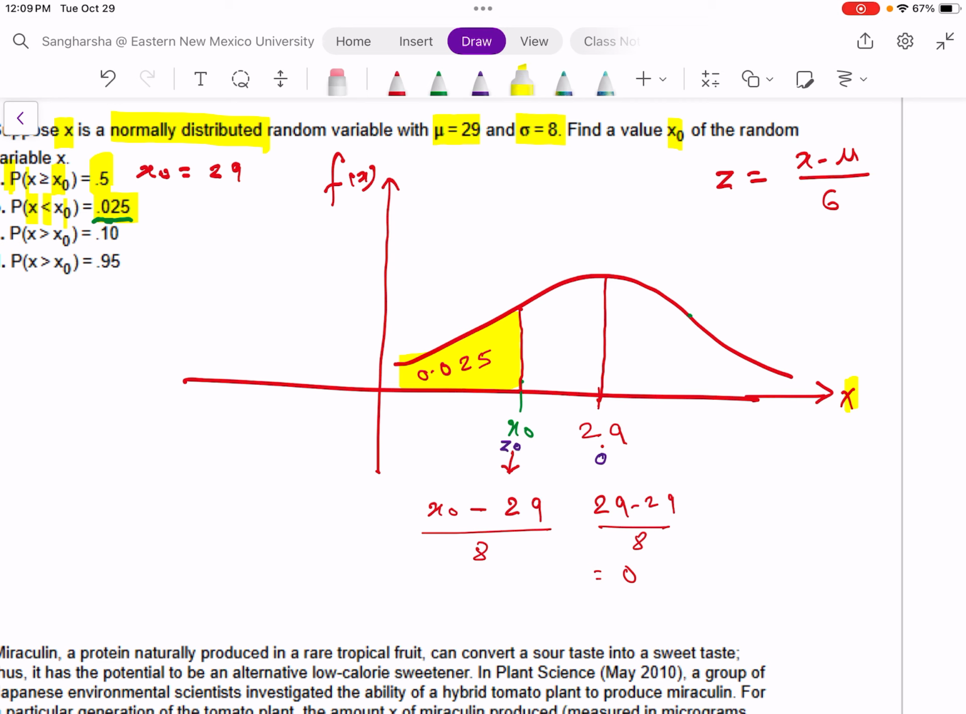So our target is finding this point. We need to find this z value. Now how do we find this z value? We're going to use the z table. And in order to use the z table, how can we find this point here, this z naught value?